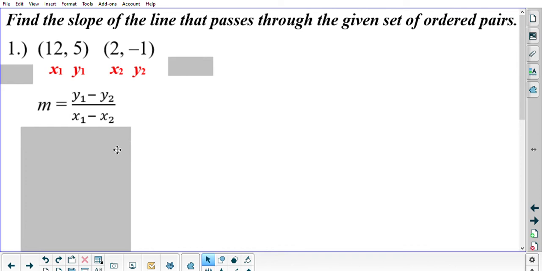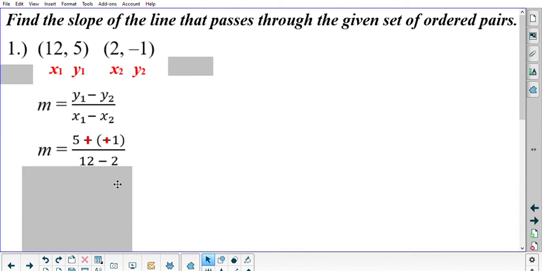All right, let's go ahead and substitute. Who's y1? That's 5. Who's y2? That's -1. So it's 5 minus -1. Subtraction, you know, is the same as adding the opposite, and that's why it's the same as 5 plus +1. Denominator is x1 minus x2, so that would be the 12 minus the 2. Now, notice, I did not make that add in the opposite. Why? Because I don't need to.